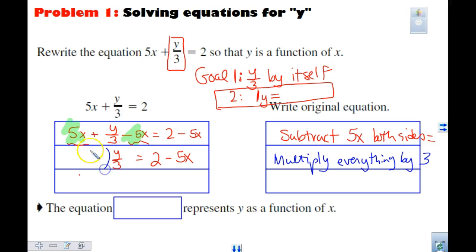That means I'm taking this one times 3 over 1. The 2 I'm just going to take times 3. And that 5x I'm going to take times 3. Here the 3's cancel. y equals 3 times 2 gives me 6 minus. We don't write it as 5 times 3, we take the 5 times 3, and 5 times 3 gives us 15x.